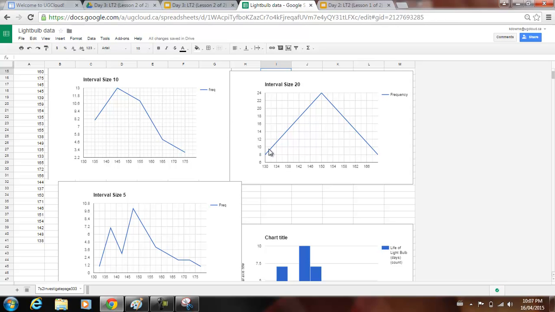For interval size 20, we only have 1, 2, 3 rectangles. Interval size of 5, we actually have 1, 2, 3, 4, 5, 6, 7, 8, 9. There should be one in here as well. So there's actually going to be 10 rectangles on an interval size 5. And so the question that they want to know is, which one would be more accurate?